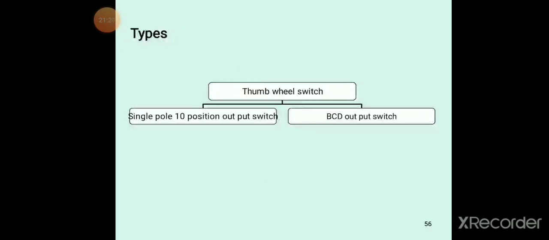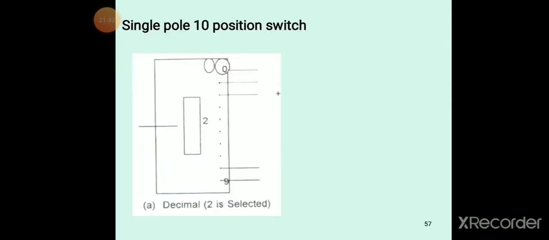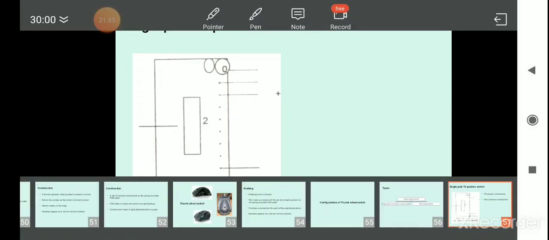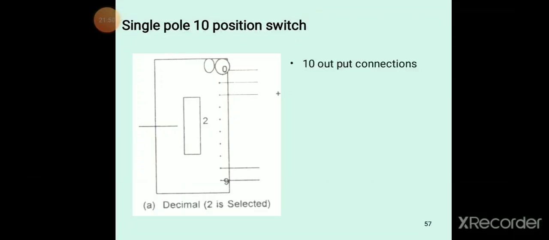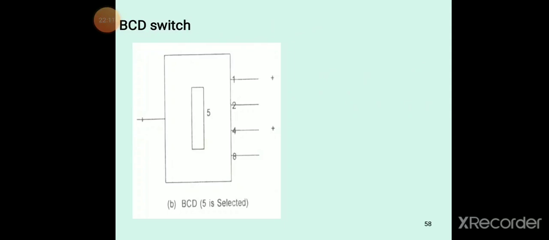Configuration of thumb wheel switch. What are the types? Thumb wheel switches are of two types: single pole 10 position output switch, and 10 pole position output switch or BCD output switch. Single pole 10 position: you can see here a single pole. It moves through the 10 positions. Depending on the wheel position, it determines which contact is on and which contact is off. You can see 10 output connections, 1 common connection. BCD switch is here, with the 5 selected. 4 outputs, 1 common connection.